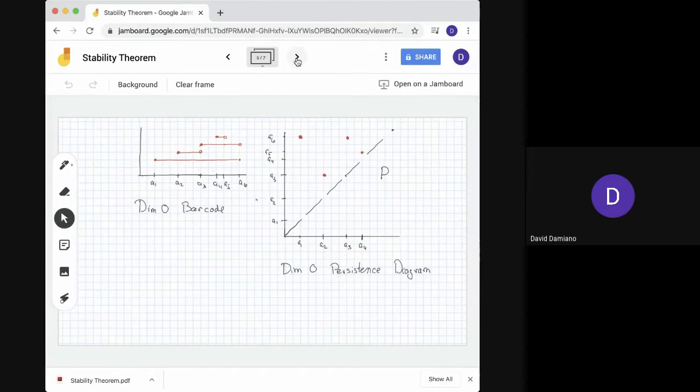Okay, now we want to look at a barcode for this. So here we have a barcode. You see it has 4 bars for the 4 different connected components that we see over the course of the filtration. We have the large one starting at a1, and it persists all the way to the end at a6. We see the shorter bar starting at a2, which disappeared at a3. That one merged with the first bar.